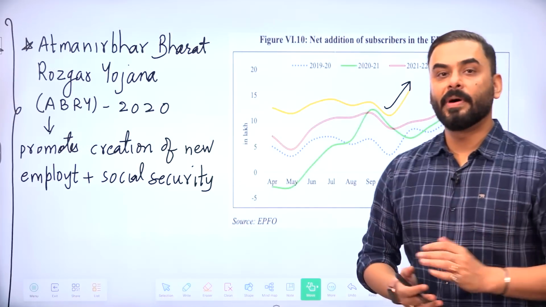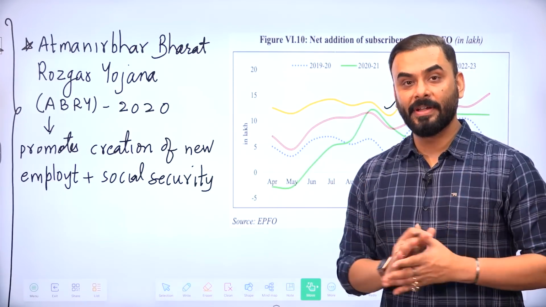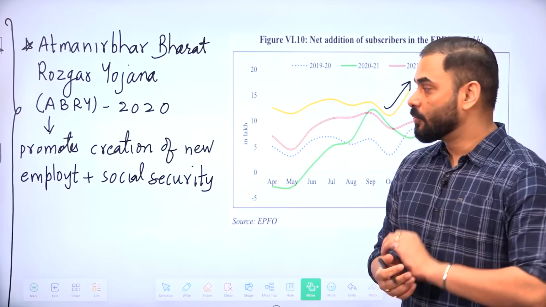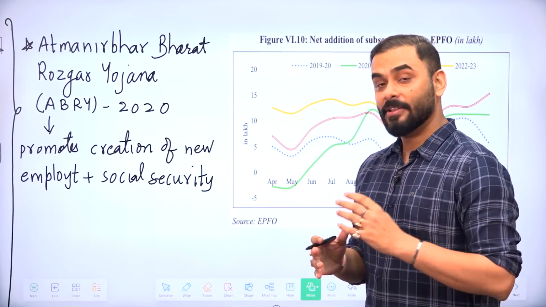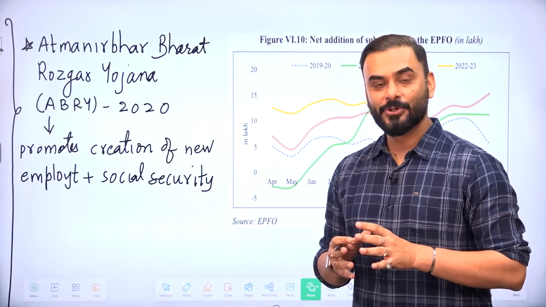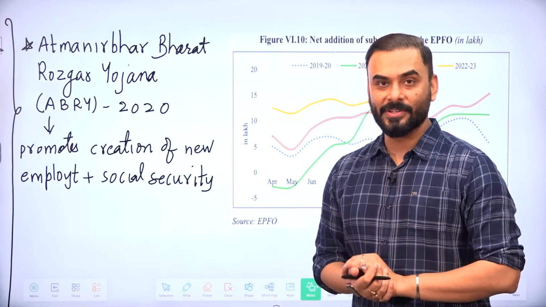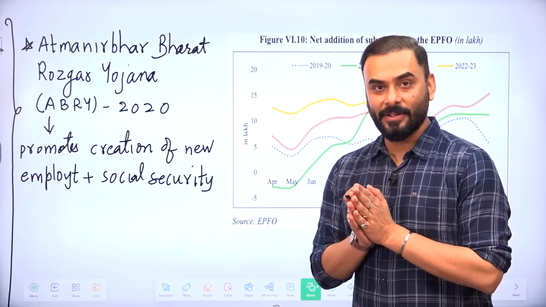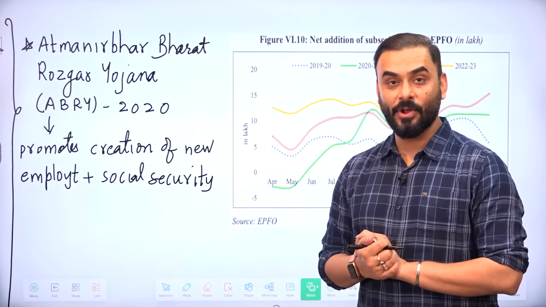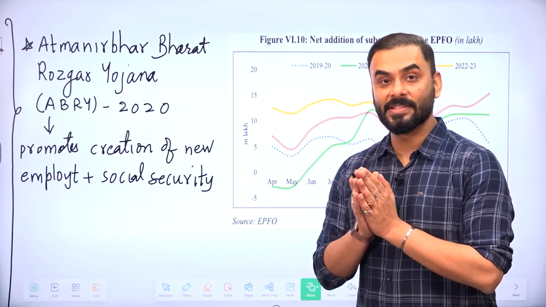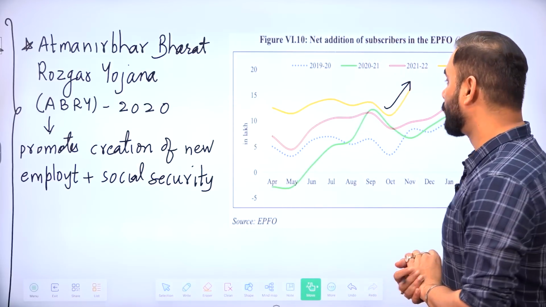The Atmanirbhar Bharat Rozgar Yojana, which started during COVID, the government of India has been trying for two things. One, to create more employment, and second, the employment that we create should also lead to more social security benefit to the workers. And any industry or factory which is doing this, which means they are creating more employment and giving social security benefit to the workers, the government of India is giving them some kind of incentives. So that is Atmanirbhar Bharat Rozgar Yojana.